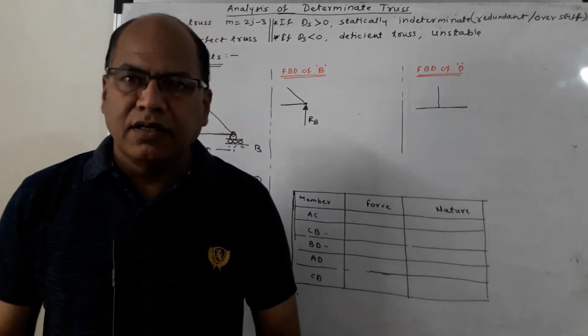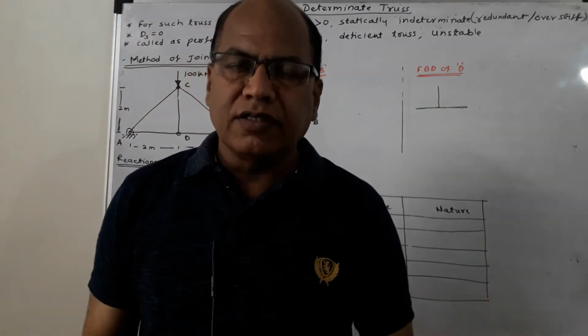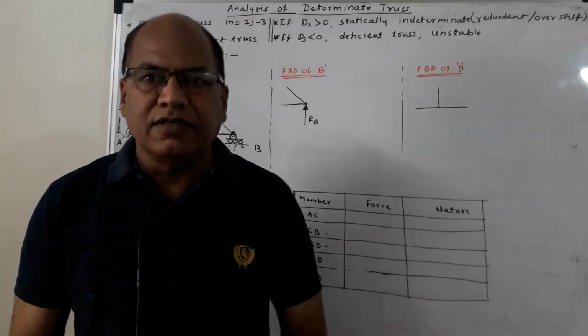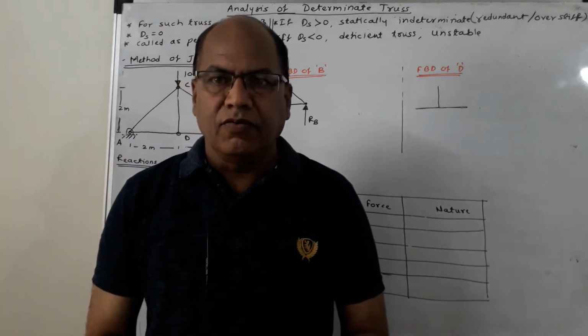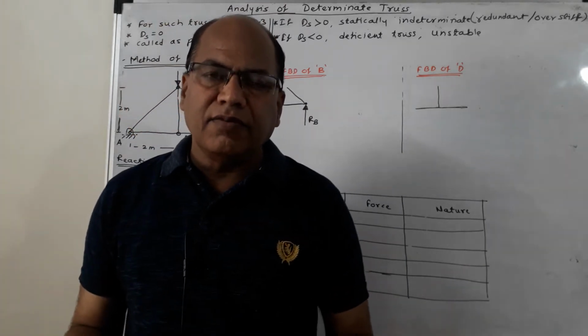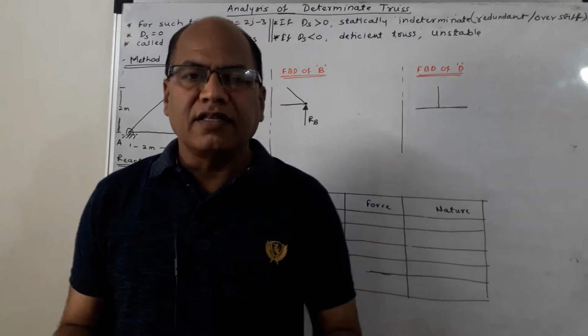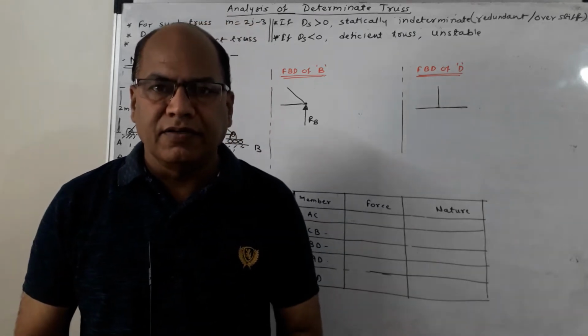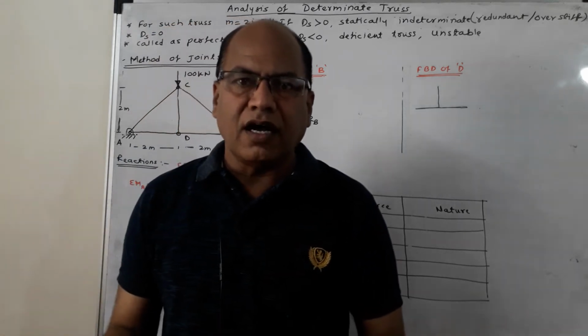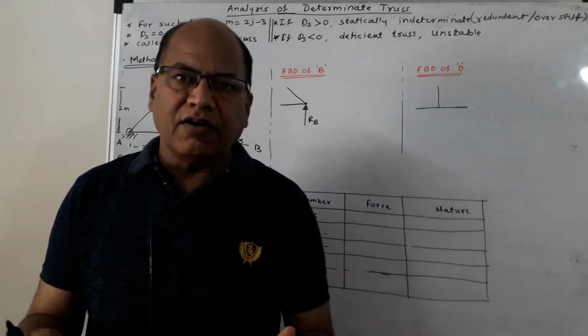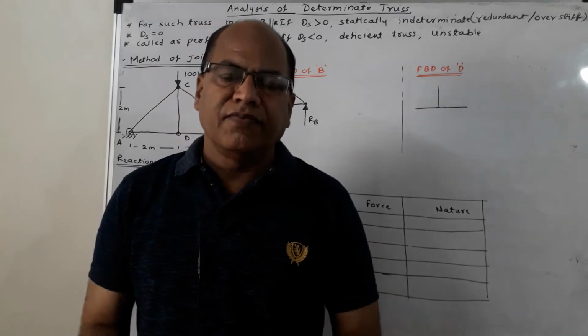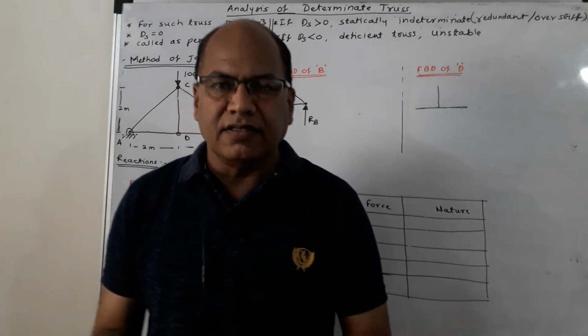Hello students, in this video I am going to discuss the analysis of determinate trusses. We know that a truss is an assembly of various straight members which are connected at their ends by means of pins. Even though the joints are either welded, riveted or bolted, still we consider the connections as pin connections.